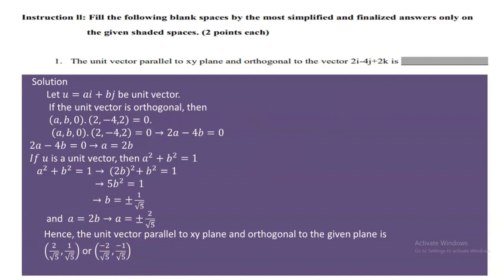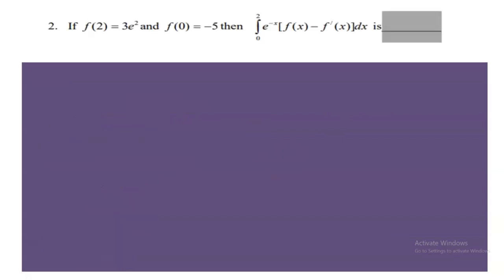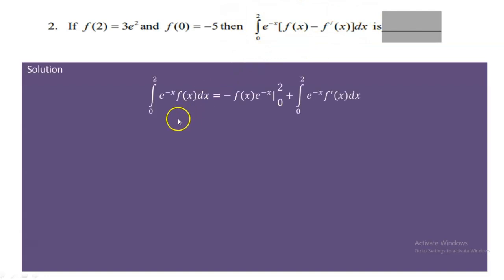And proceeding to the second, we have another question here. You have been told that f of 2 is 3e squared and f at 0 is negative 5. The question is to find this integral. So beloved ones, what you need to do here is recall integration by parts, nothing else. So when we directly go to the solution, the integral from 0 to 2 of e to the power of minus x f of x dx.